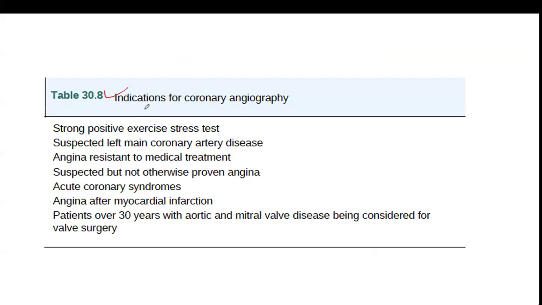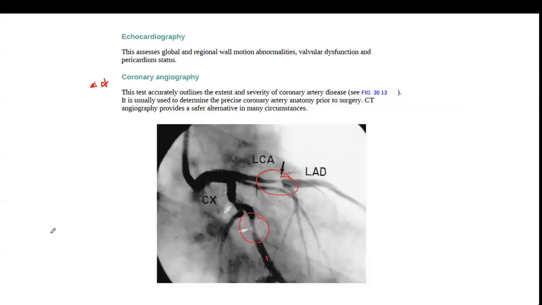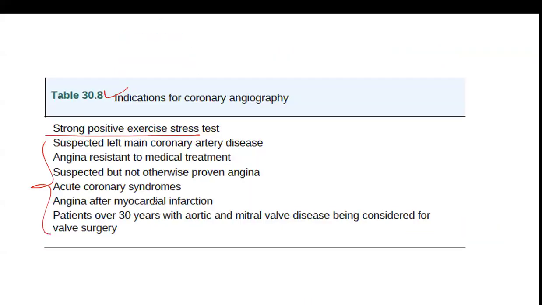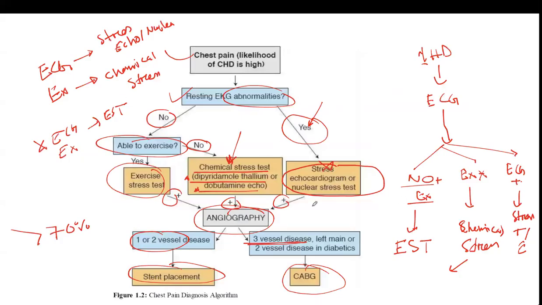So these are the indications for coronary angiogram. The most important one is a strongly positive exercise test. There are lots of other indications, but I want you to remember only one: if you do a stress test, and a stress test can be any of these, and it comes back positive, then you need to send the patient for an angiogram to define where exactly the block is, how much blockage there is, and what kind of procedure this patient will need.